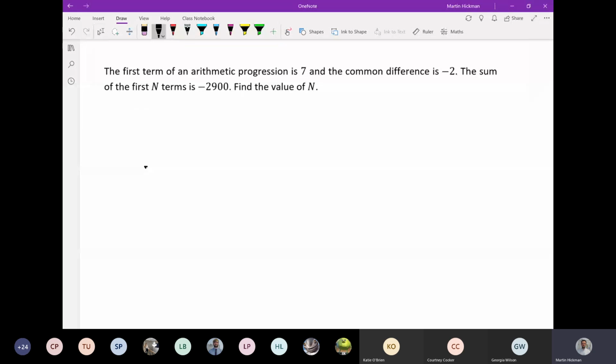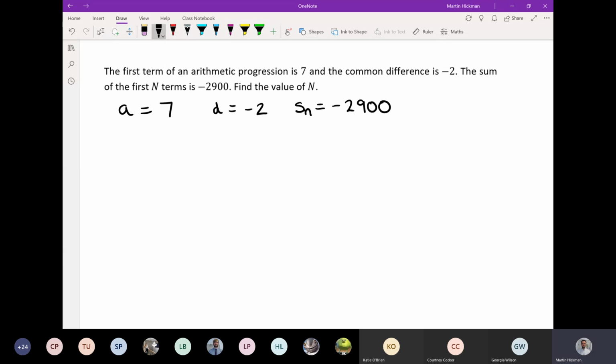So the first term of the arithmetic progression is 7 and the common difference is minus 2. The sum of the first n terms is minus 2,900. Find the value of n. So it's quite similar to the question we did a second ago. Firstly, just write down what you know. The first term is 7. The common difference, D, is minus 2. So really get used to A being your first term, D being the common difference, what you're adding or subtracting each time. And then the sum of these n terms is minus 2,900.